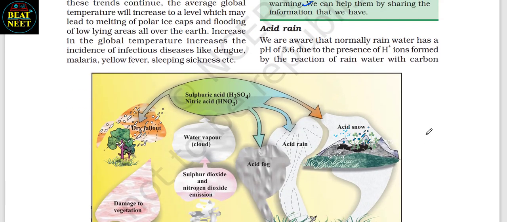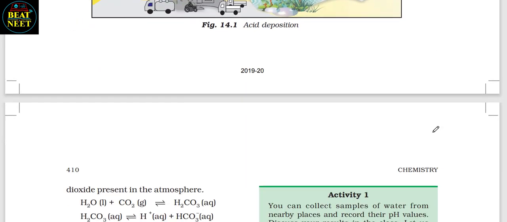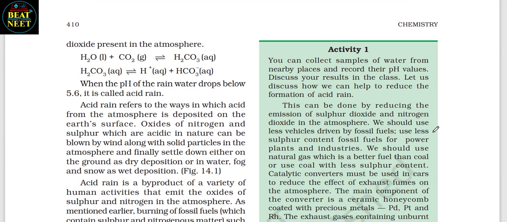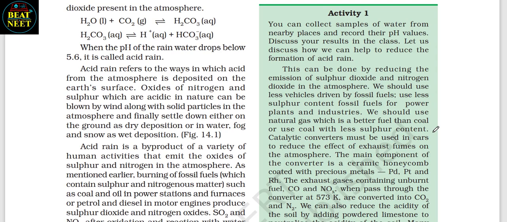Acid rain. We are aware that normally rainwater has a pH of 5.6 due to the presence of H+ ion formed by the reaction of rainwater with carbon dioxide present in the atmosphere. H2O + CO2 gives H2CO3. H2CO3, in a reversible reaction, gives H+ ion plus HCO3- ion. When the pH of the rainwater drops below 5.6, it is called acid rain.